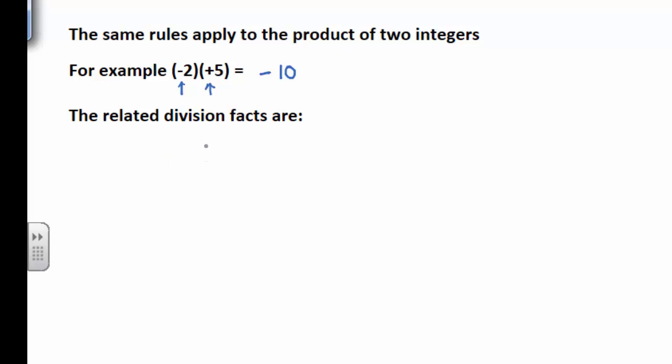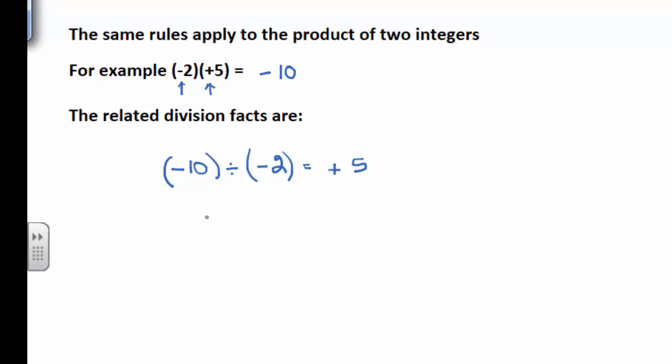So if I want to check the related division facts, if I take negative 10 and I divide it by the first term, negative 2, it's saying that it's going to give me the second term, which is positive 5. Let's see. Is 10 divided by 2, 5? Yes.